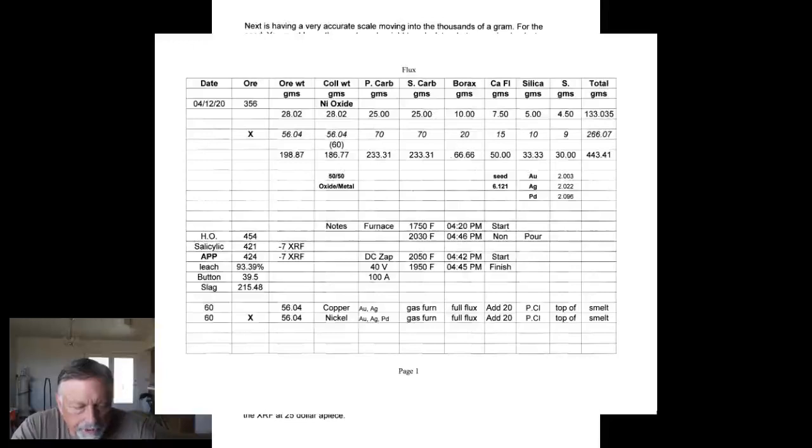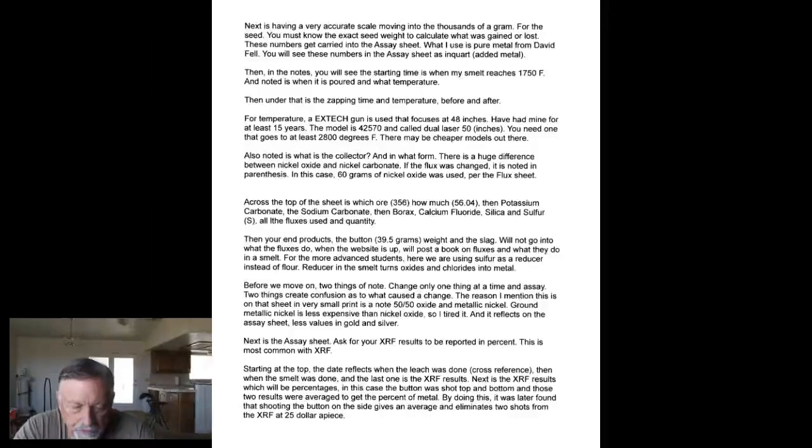We'll not go into what fluxes do. When the website is up, we'll post a book on fluxes and what they do in a smelt. Very short book, actually. For the more advanced students, here we're using sulfur as reducer instead of flour. Reducer in the smelt turns oxides and chlorides into metal.